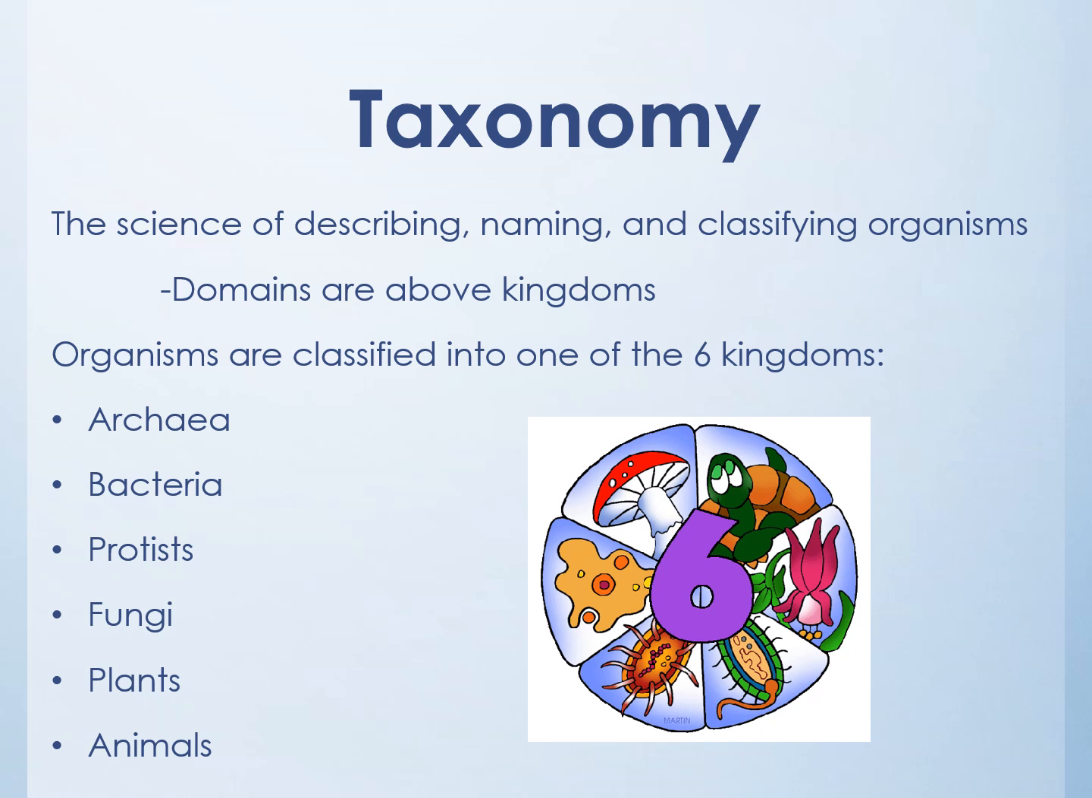Taxonomy is the science of describing, naming, and classifying organisms. Organisms are grouped or classified into one of the 6 kingdoms: archaea, bacteria, protists, fungi, plants, and animals. We will learn more about each kingdom later.